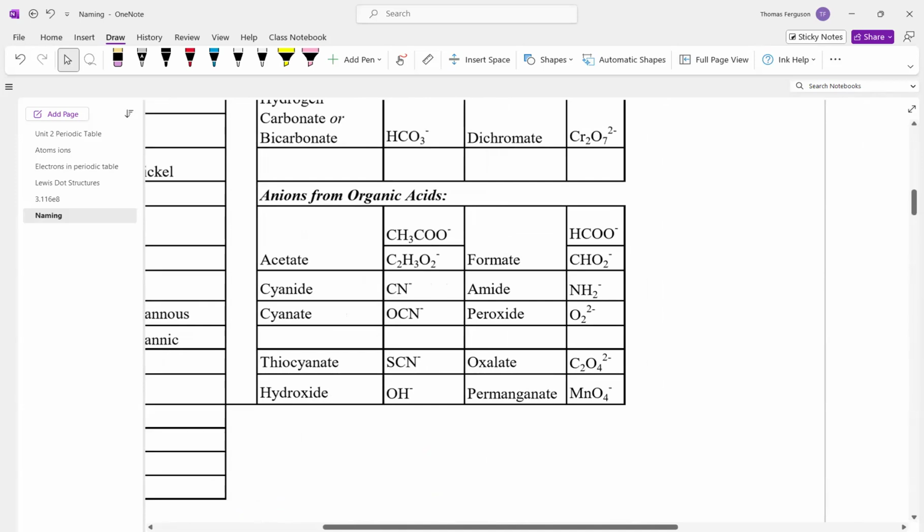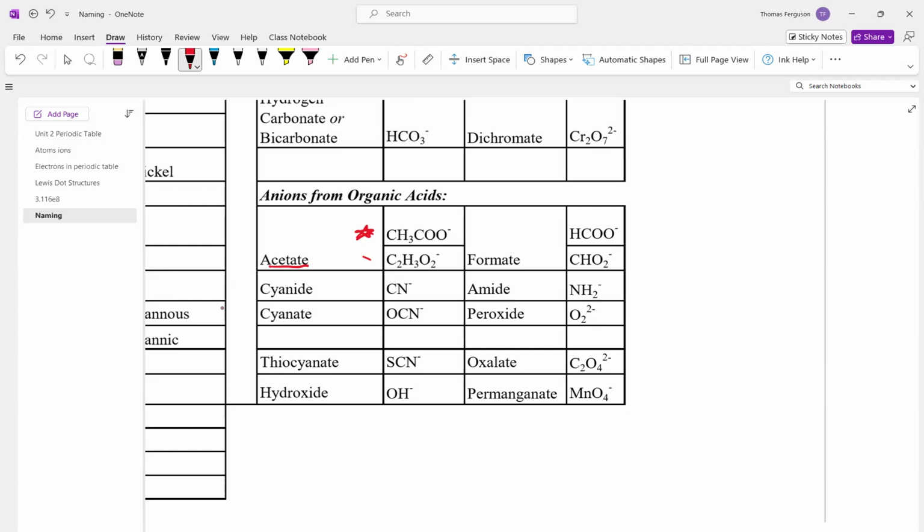We look at acetate here. Notice there are two ways to write that. Both of them are correct. It's just one is an inorganic way and the other is an organic way. The top one is the preferred one. That's the way you'll usually see acetate written.